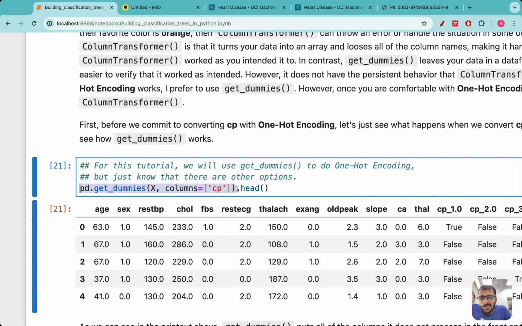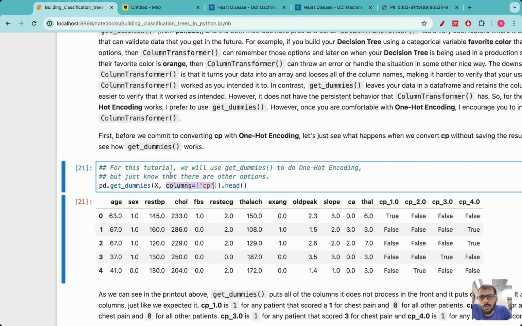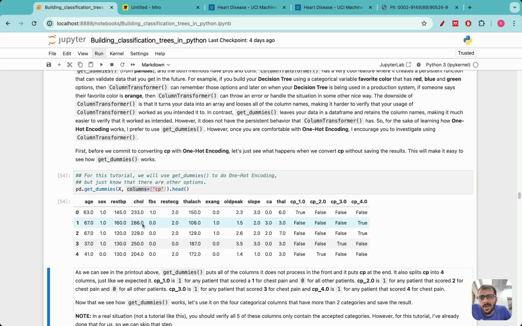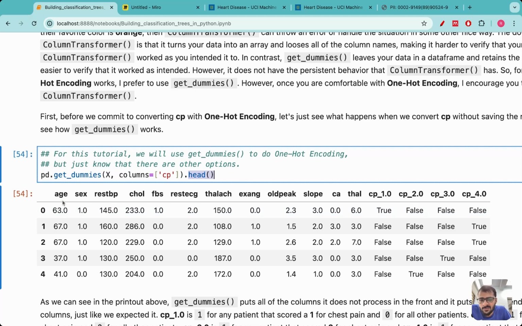What this command will do is retain all the other columns which come before this column, but that column it will put at the end and convert into a one hot encoded format. So let's see how this is done. I'm going to run this right now, and I have printed again .head(), so I'll print the first 5 rows.